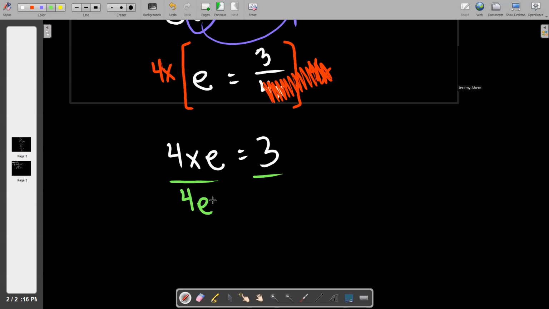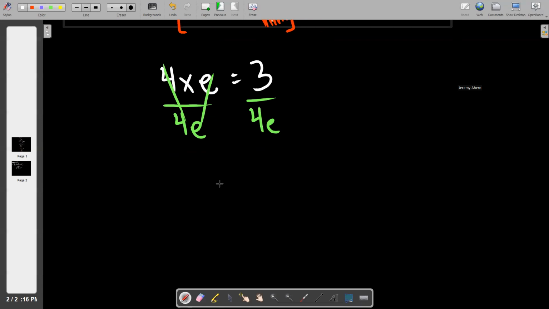Like there's 2 things multiplied onto my target variable. I just very meticulously divide them, pry them both off. And when I divide both sides by 4e, I am left with my answer, which is x equals 3 over 4e. Done.